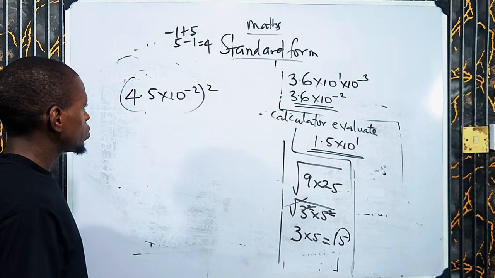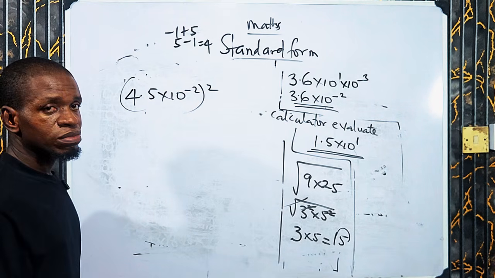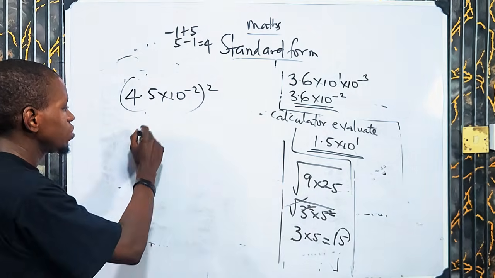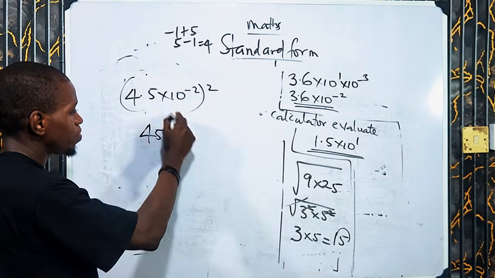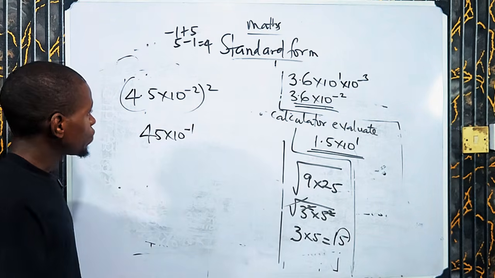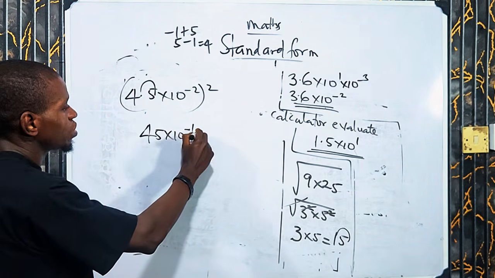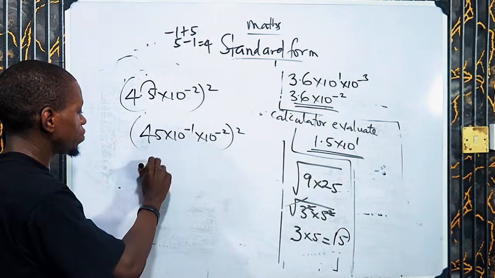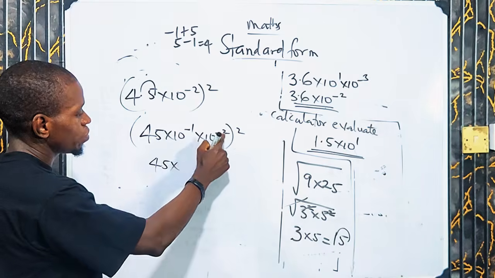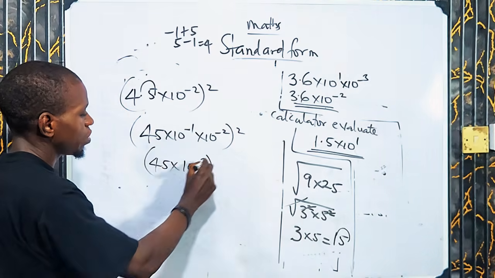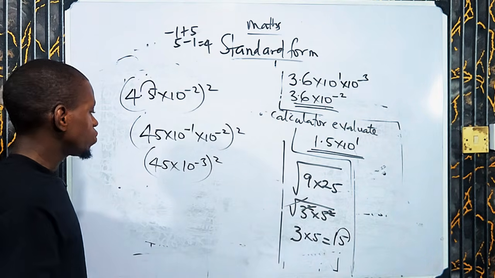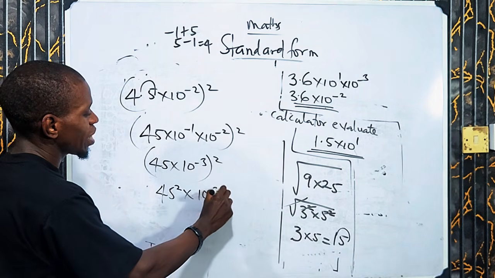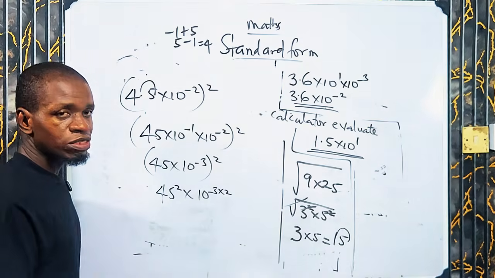What do you do? Well, there are many ways to do this. Normally, if you want to solve it, always remove this point. It's going to be 45 times 10 raised to the power, front to back is always minus 1, times 10 raised to the power minus 2, all squared. So this is 45 times 10 raised to the power minus 1 minus 2, which is minus 3, all squared. Since we have it squared, it's going to be 45 squared times 10 raised to the power minus 3 times 2. Both powers will multiply each other.